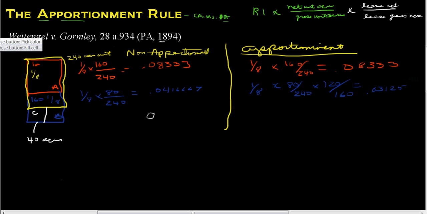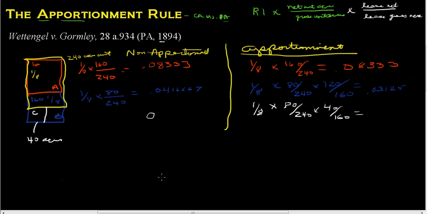Now let's look at what C's interest is. C, remember, in a non-apportionment state had no interest because it was not in the unit. Not so in an apportionment state. In an apportionment state, C's interest would be 1/8 of the original lease times the total acres of the lease that's in the unit, that's 80, over the total unit acres, 240, and times the lease net, which is 40, divided by the total lease, which is 160. So before, C had nothing because C wasn't a part of the unit. But in an apportionment state, if B had conveyed a portion of his lease, C would then be entitled to a share of the unit royalty, even though it wasn't part of the unit.